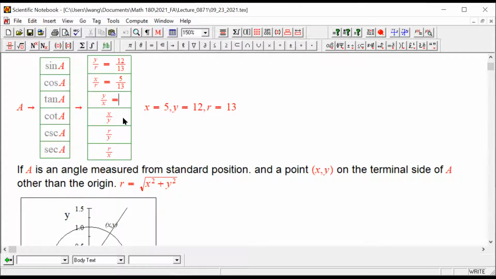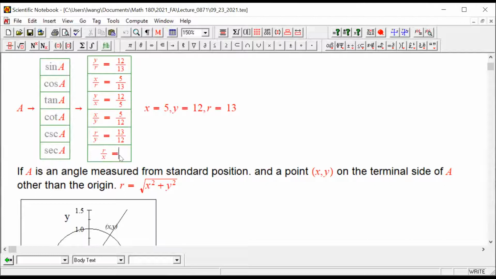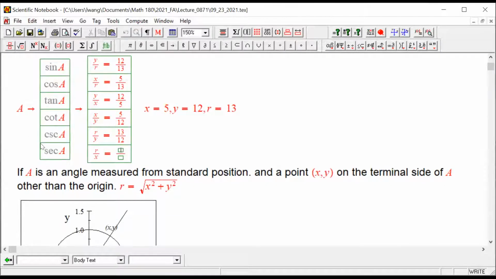All right, with that said, let's look at y over x. That's going to be 12 over 5. How about x over y? X over y is 5 over 12. R over y, what is R over y? 13 over y, y is 12, so 13 over 12. And the next one is what?